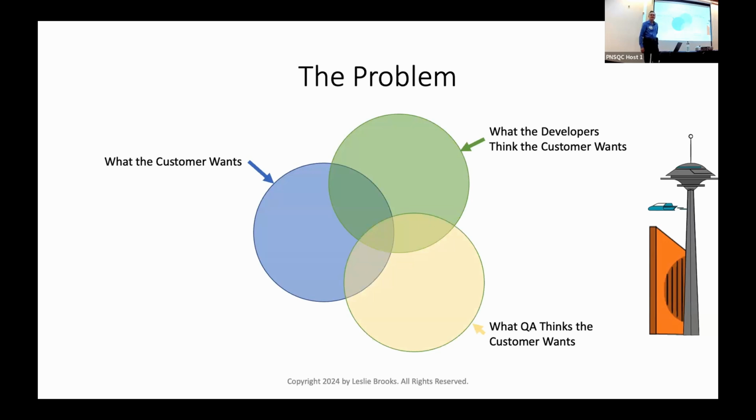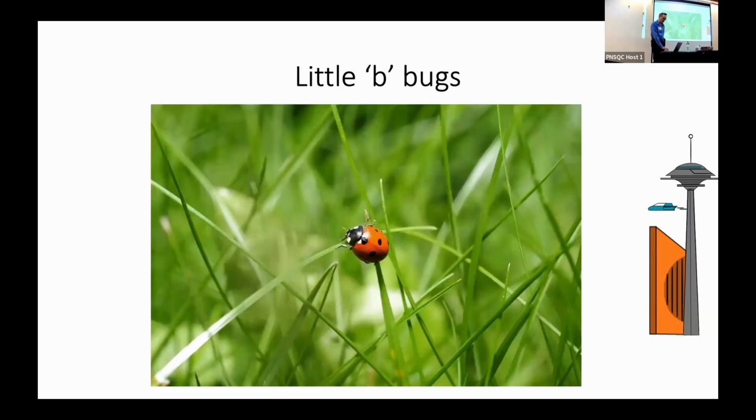I like to group bugs into two categories. There are little b bugs. Little b bugs are the ones where the code does not do what the developer intended. So the text entry box isn't large enough, or the database field is the wrong type, or under some circumstances the shipping costs aren't added. And they may hide for quite a while, but when you find them, they're generally not difficult to fix.